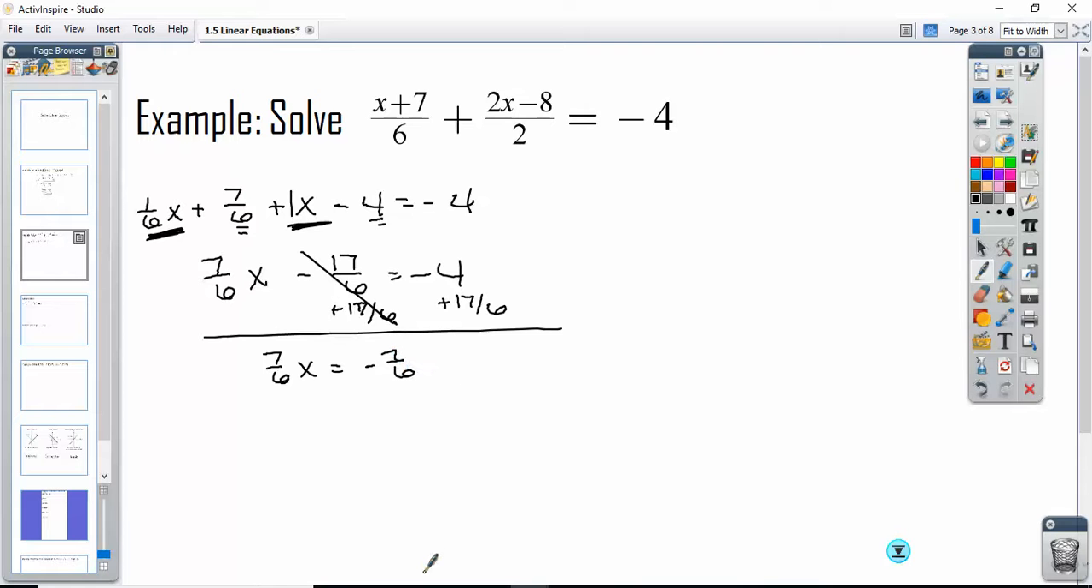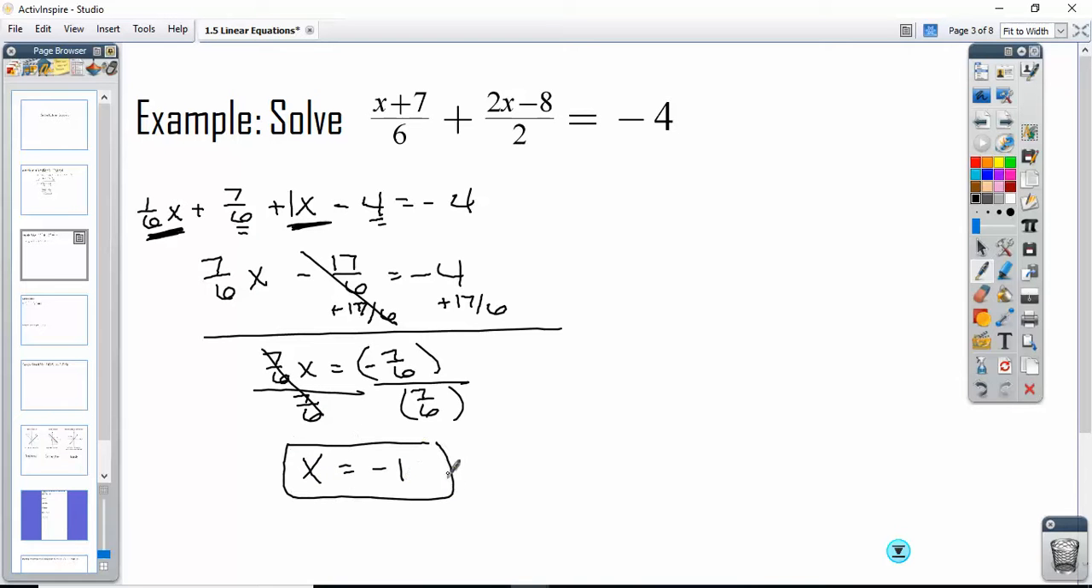Then what would you do? Divide by 7/6. Just a word of warning, if you're dividing fractions on your calculator, just put each of them in parentheses. When we do that, we get x equals -1. Is it possible to check your answers on these types of problems? Absolutely. All you have to do is plug it back in the original and see if it works.